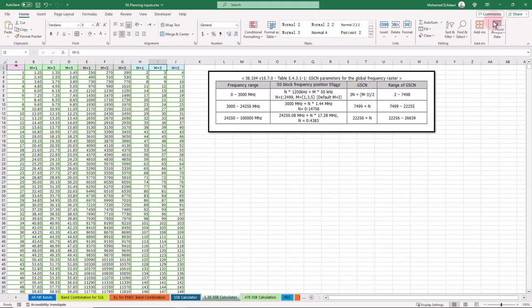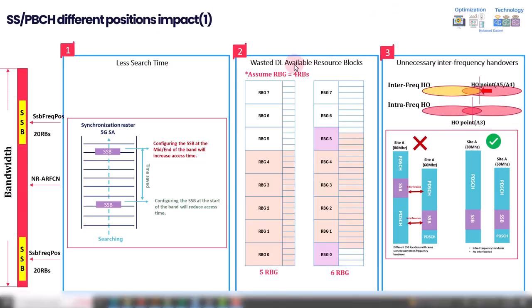Now let's jump to the last part from the SSB, the impact of SSB different location and performance. This is a very, very good and important one. The SSB location in general can have a different impact on the performance. For example, as you can see here in the left figure, the SSB you can configure in the center or the start of the band, as you mentioned before, right?